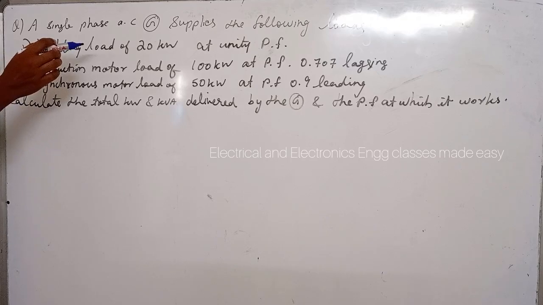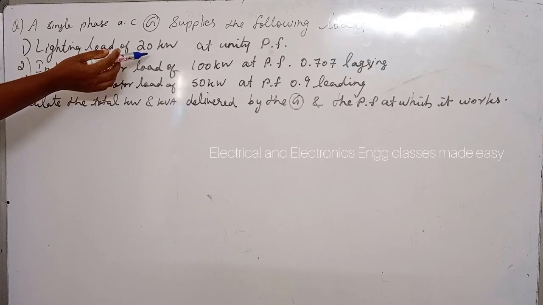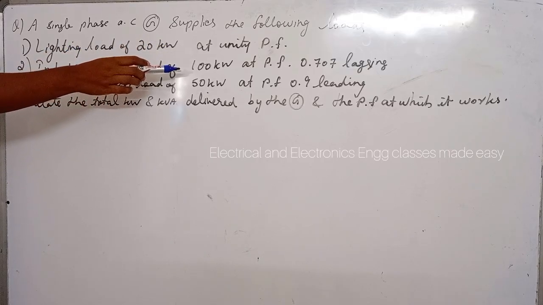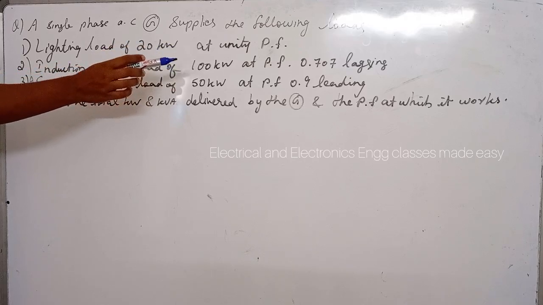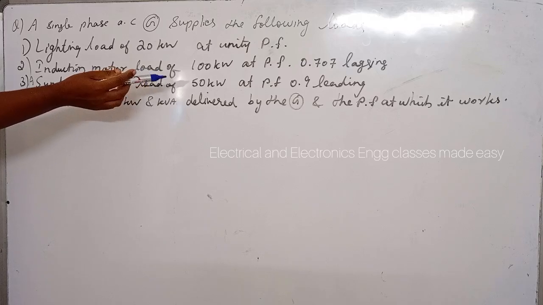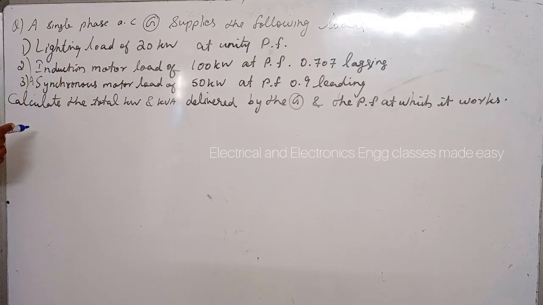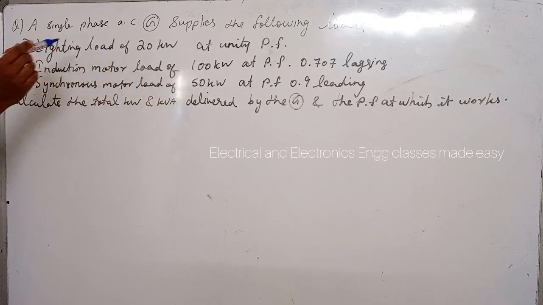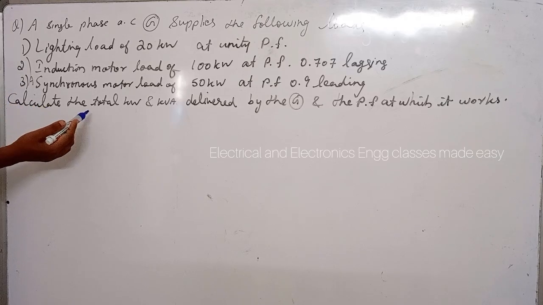A single phase AC generator supplies the following loads. Lighting load of 20 kilowatt at a unity power factor, induction motor load of 100 kilowatt at power factor 0.707 lagging, a synchronous motor load of 50 kilowatt at a power factor 0.9 leading. Calculate the total kilowatt and kVA delivered by the generator and the power factor at which it works. So here we have to calculate the total kW and kVA.